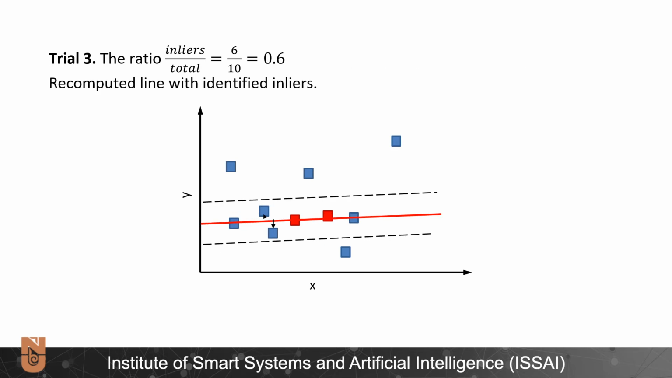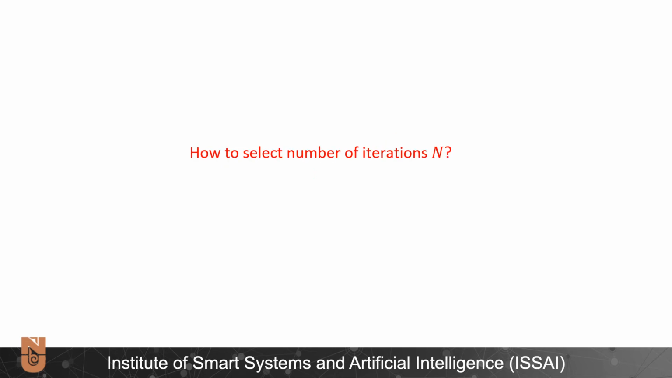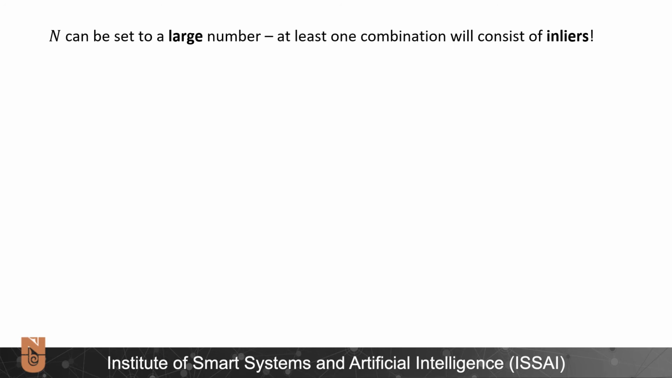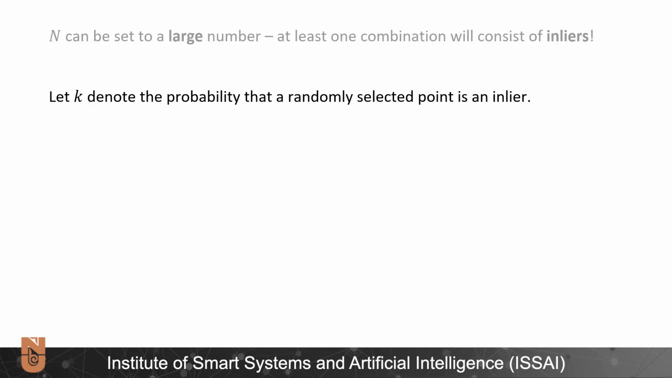Now we have recomputed the line with identified inliers. Well, how to select the number of iterations n? N can be set to a large number, so we can assume that at least one combination will consist of inliers. To derive the equation of n, let's start with k.